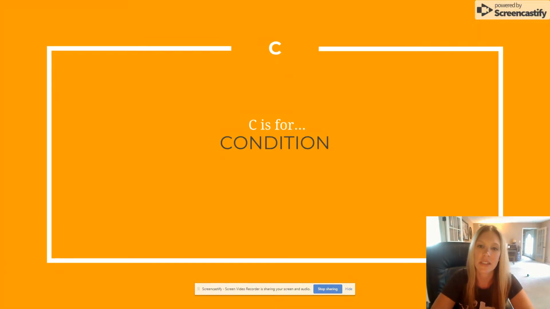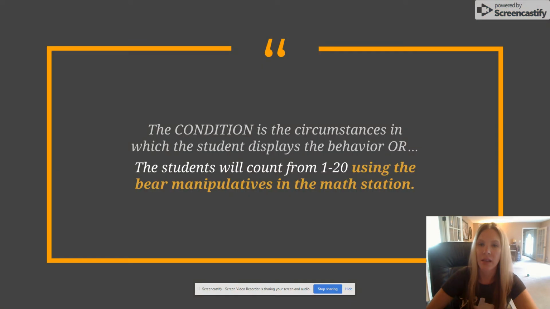Okay, and the next part, C. C is for the condition. And the condition is, how are they going to demonstrate that behavior? So in our example that we've been using, the students will count from 1 to 20. How are they going to show you that? So basically, what is the assessment? So thinking about the end in mind, at the end of that lesson, how are they going to demonstrate that they know how to count from 1 to 20?